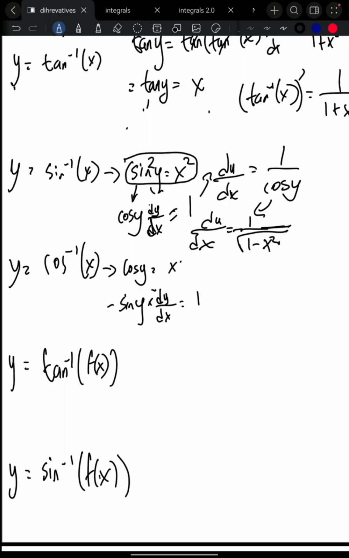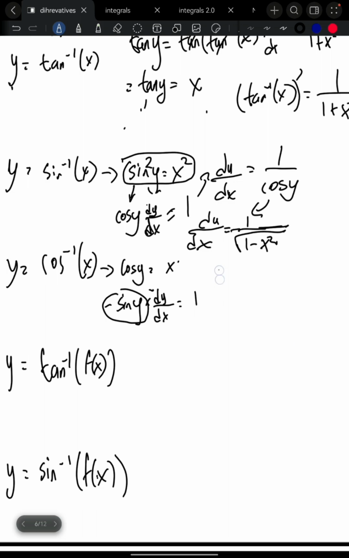If you divide this, wait, why is it not working? Divide this, you get dy by dx. Why is it tripping? dy by dx is equal to 1 over negative sine y, negative. Man, my iPad is breaking. Fine. So you can write it as negative 1 over sine y.